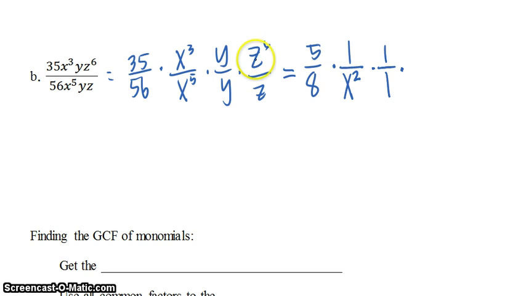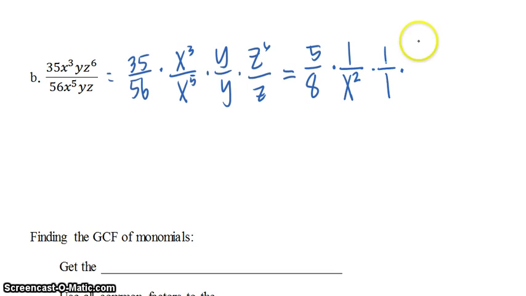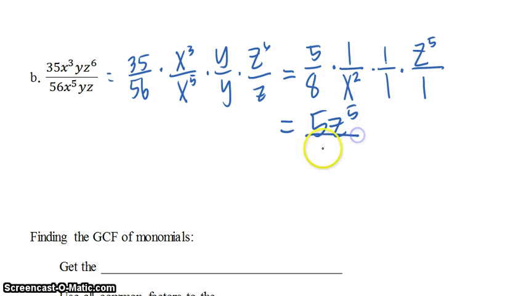And then if I have z to the 6th at the top and 1 z at the bottom, that means I have more at the top, so I'm going to have z to the 5th at the top, because only 1 gets canceled out. So there we have that, and that gives us our final answer. I'm going to put all the top together, so 5z to the 5th over 8x squared.